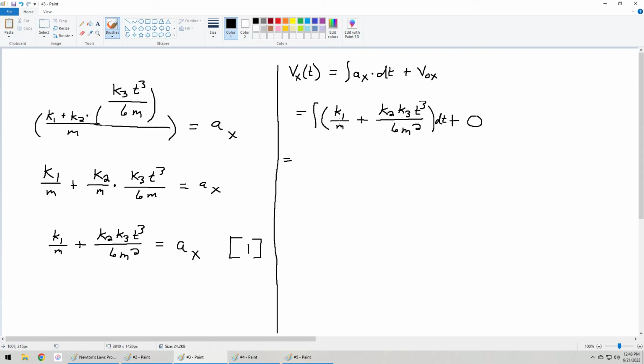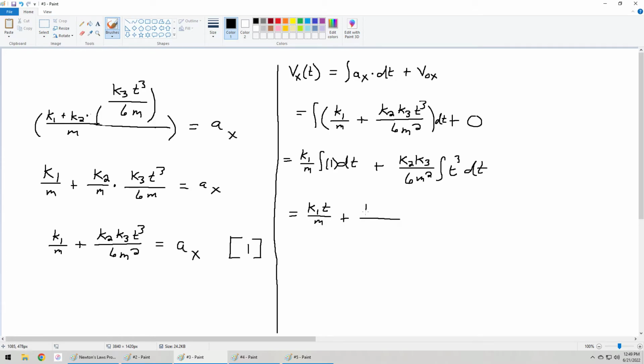And k1 over m is just a constant, so we are integrating really just the number 1 with respect to t, and we are adding k2, k3 divided by 6m squared times the integral of t cubed with respect to t. And the integration is pretty straightforward. We'll have k1t over m.